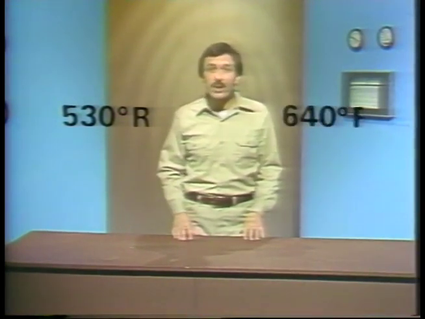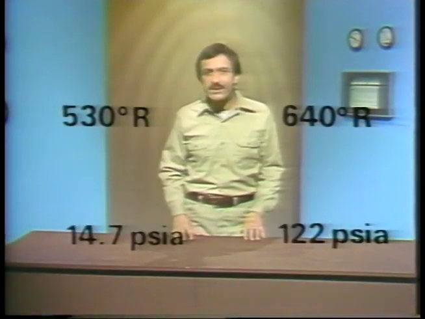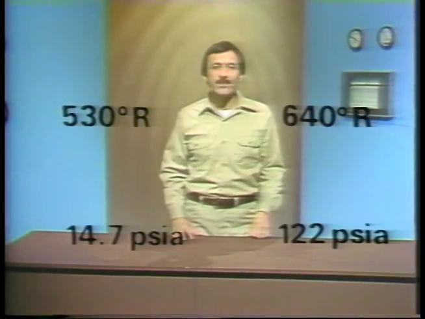So, by reducing the volume by 1/10 and allowing the temperature to increase from 530 degrees Rankine, or 70 degrees Fahrenheit, to 640 degrees Rankine, or 180 degrees Fahrenheit, we increase the pressure from 14.7 psia to 122 psia.